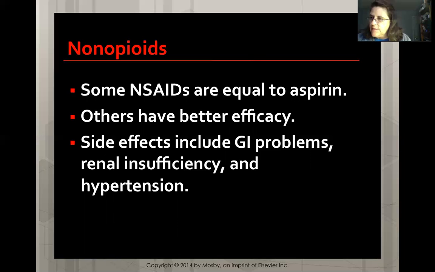NSAIDs are associated with many side effects, including GI problems, ranging from dyspepsia to life-threatening ulceration and hemorrhage. Renal insufficiency and hypertension also occur. If an NSAID is used in patients at risk for GI bleeding, they should have concomitant therapy with a proton pump inhibitor such as Prilosec. NSAIDs should not be administered concurrently with aspirin, as they are a risk for bleeding and GI adverse effects are increased.